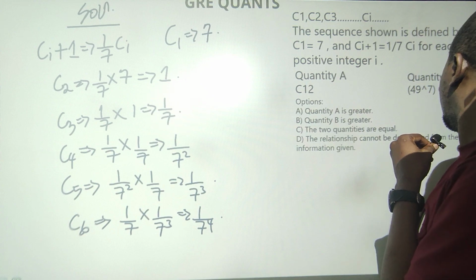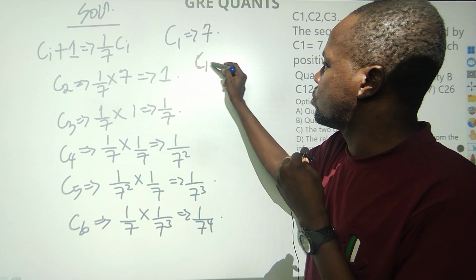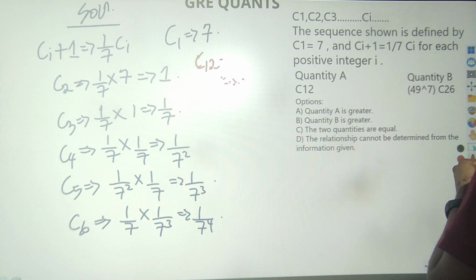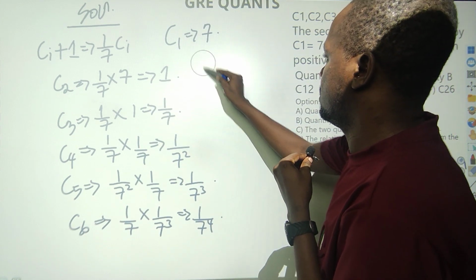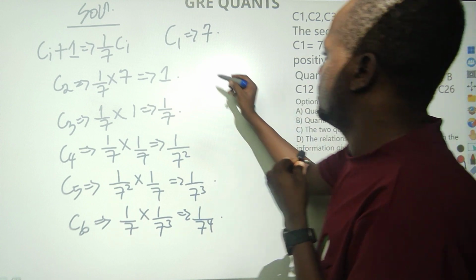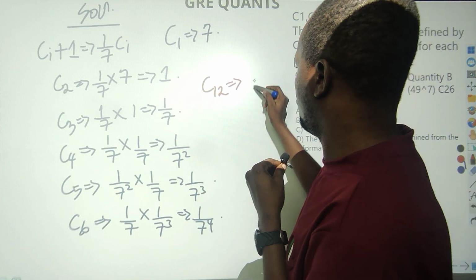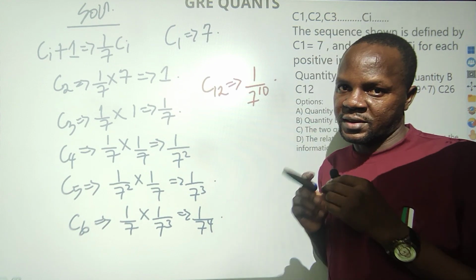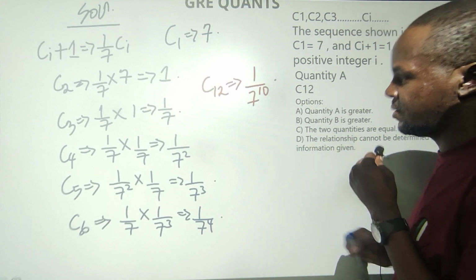So if you watch this, the next thing I'm going to do now is to get C12. C12, based on what we just talked about, will be equal to, apologies, since I'm having a kind of overlapping, then I should be able to adjust that. This is back. So C12 will be 1 over 7 raised to power 10. I hope this is understandable. Now, if that is the case, look at the other one. So I already know that this C12 is 1 over 7 raised to power 10.